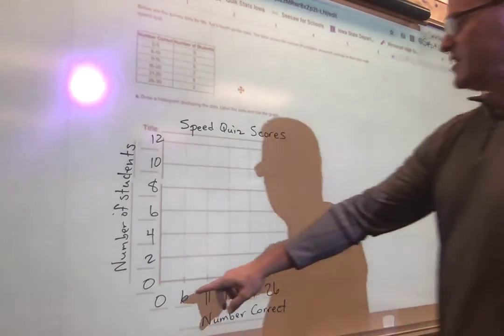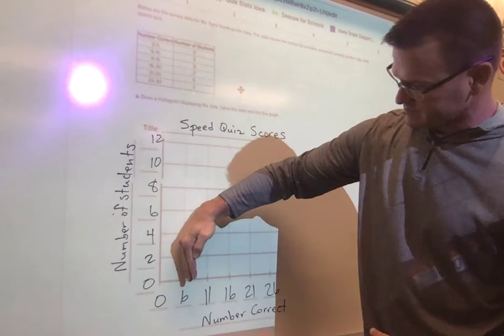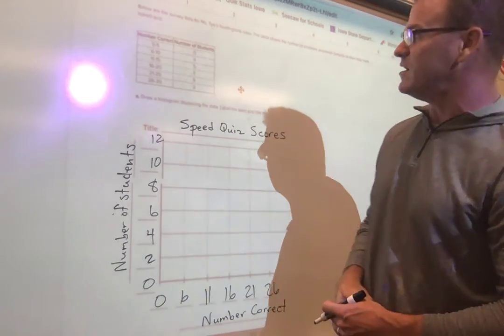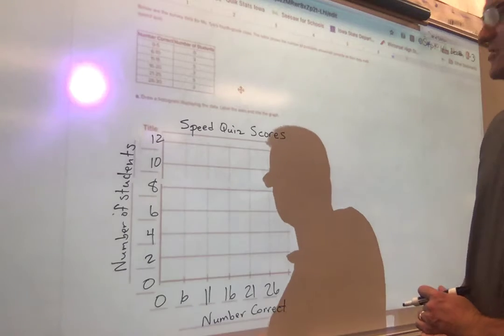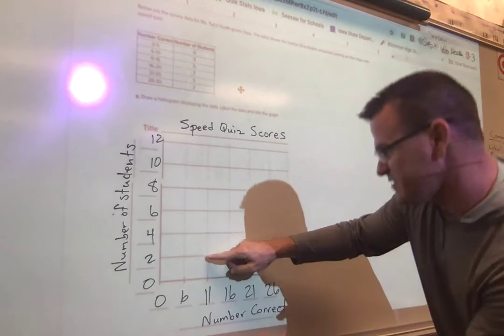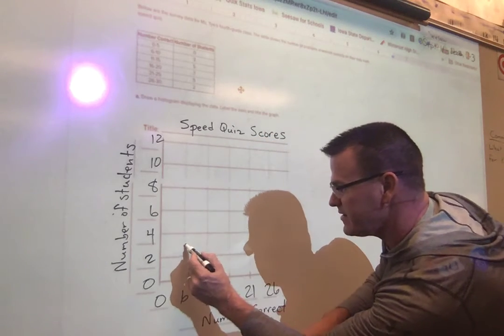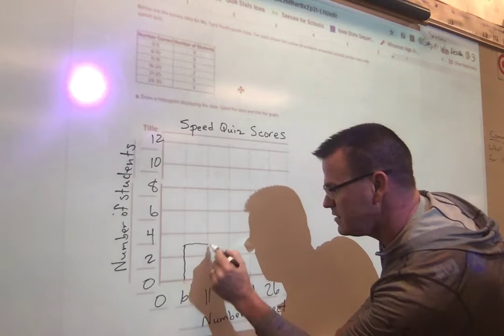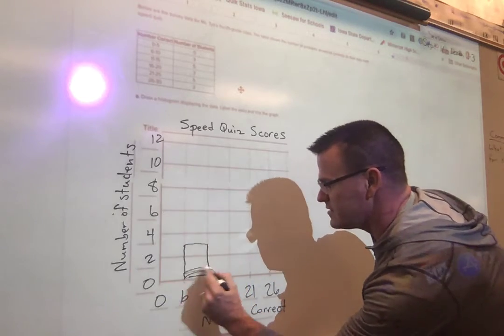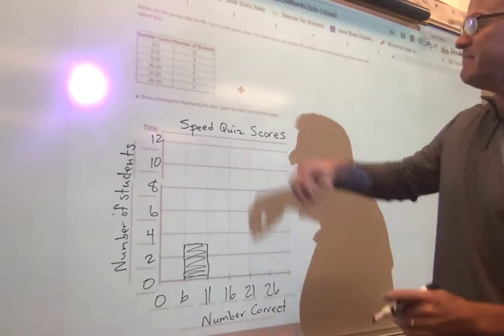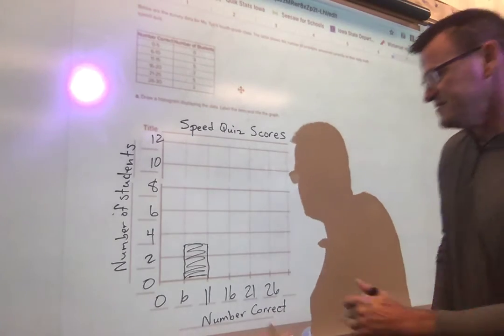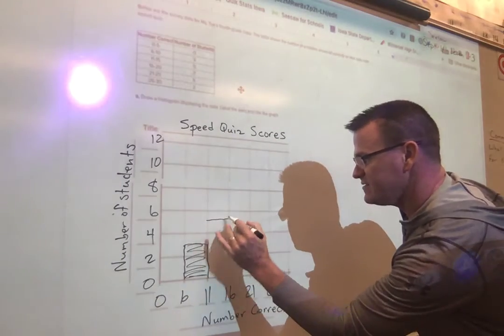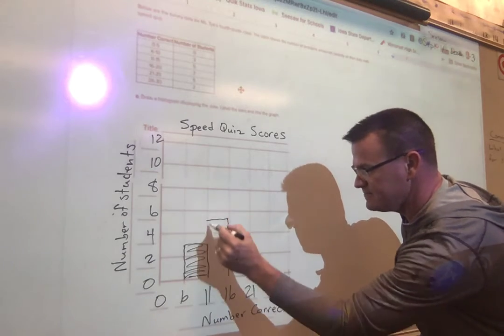So between 0 and 5 would fall in this first bin, because remember, if it's 6, it goes up into the higher one. There's 0 kids, so I don't need to shade anything. 6 through 10, there's 3 kids. So if this is 2, 3 would be about halfway there. Okay, so there are the 3 kids that fall into that bin. Between 11 and 15, we had 5, so that would go up to 5. Remember, the bins touch in a histogram.